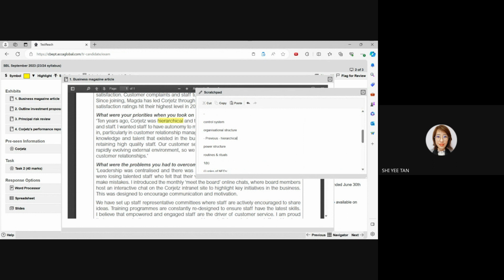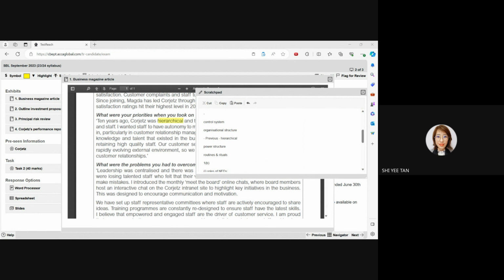What is the problem? One thing that you have to take note of, the examiner keeps on repeating this: you cannot summarize your exhibit. It means you don't just take and summarize for them. You must tell them what is the problem with that. We said that the previous leadership style has a problem. So the previous leadership style is hierarchical. So hierarchical, what is the problem? I have to tell this part.